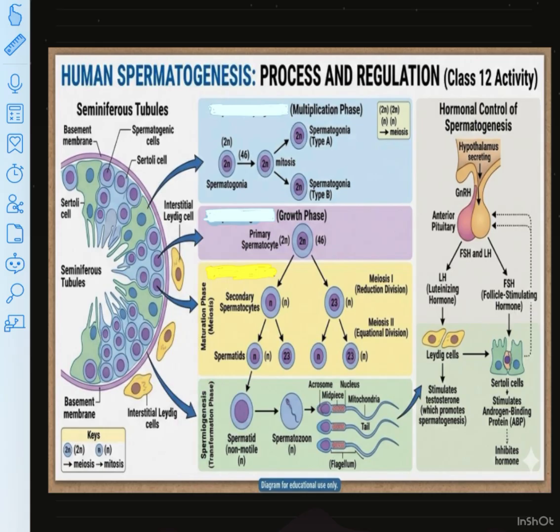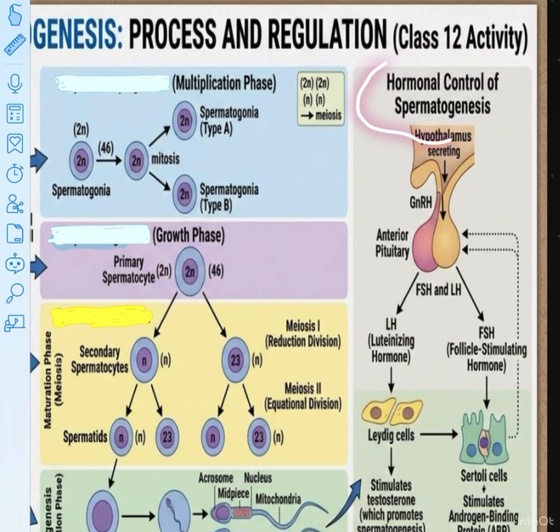In the next class, we will discuss how this transformation happens, and what the main characteristics of sperm are that differ from the spermatid. Next part, hormonal control of spermatogenesis. That means how the production of sperm is controlled by our endocrine glands.